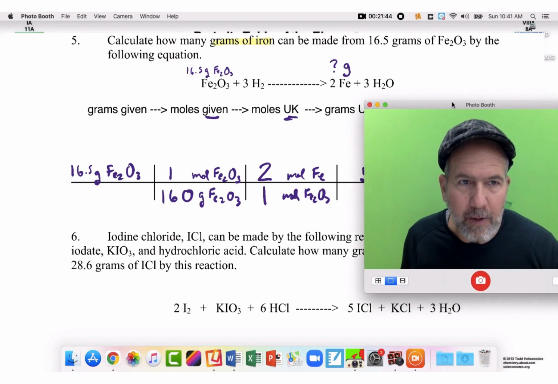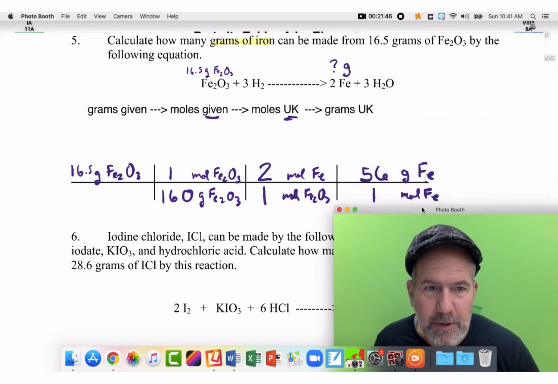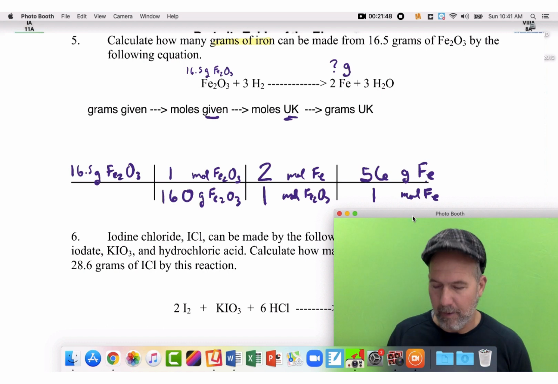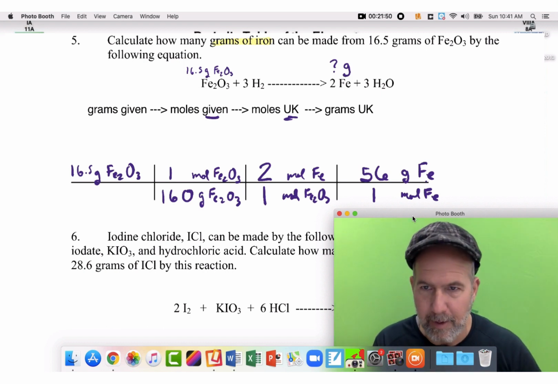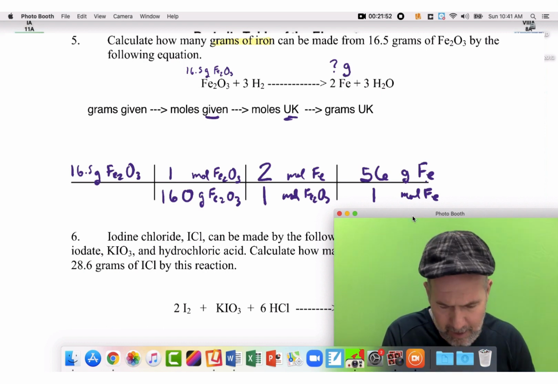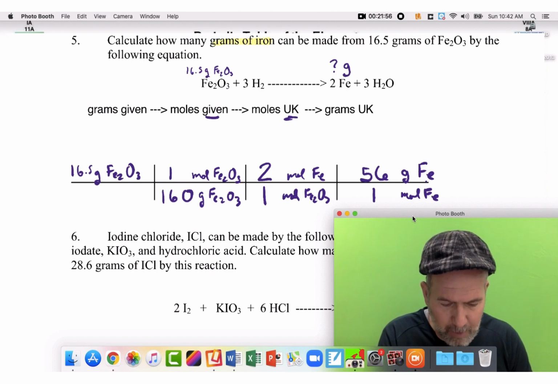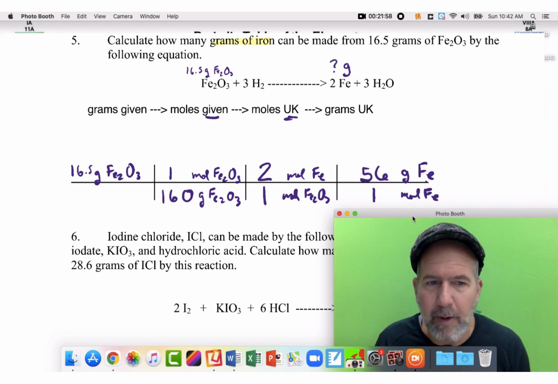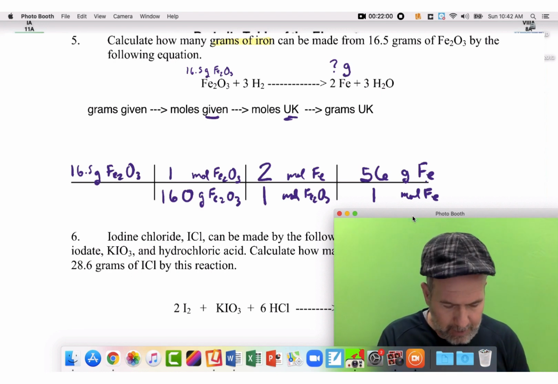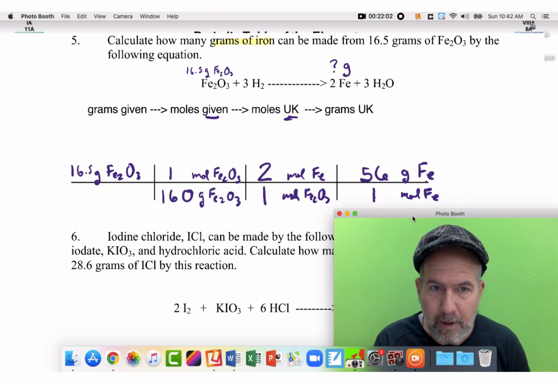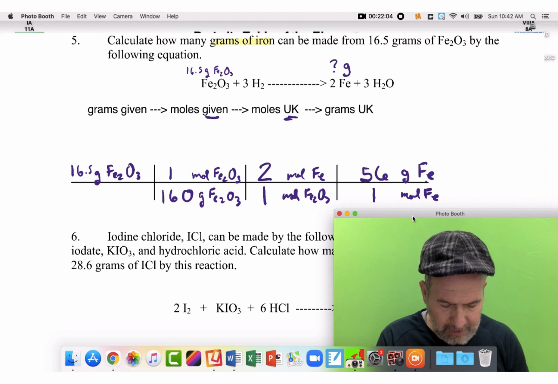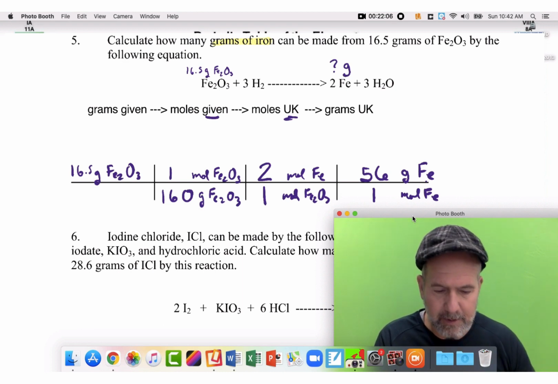Okay, now it's time to punch this into the calculator. Right? I'm going to switch the pattern up. Why? Because I can. So we have 16.5 divided by 160. Remember, if it's on the bottom, just put a divide sign in front of it. Times 2 times 56 equals 11.5.